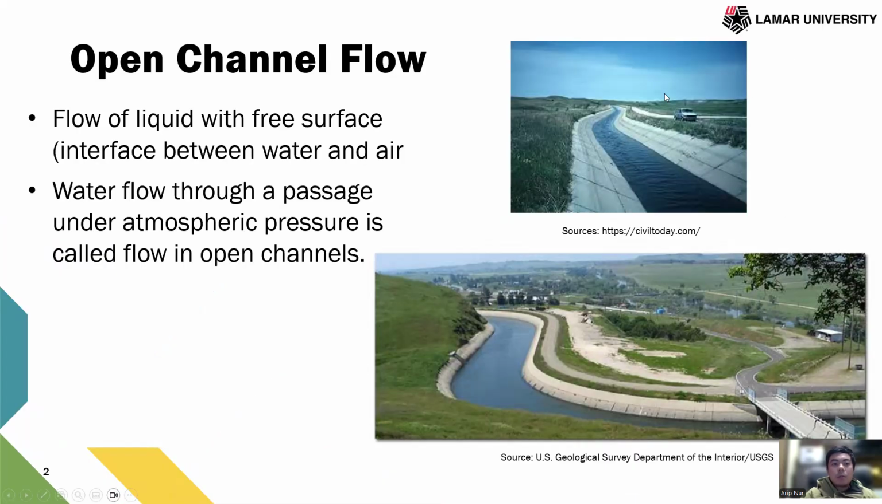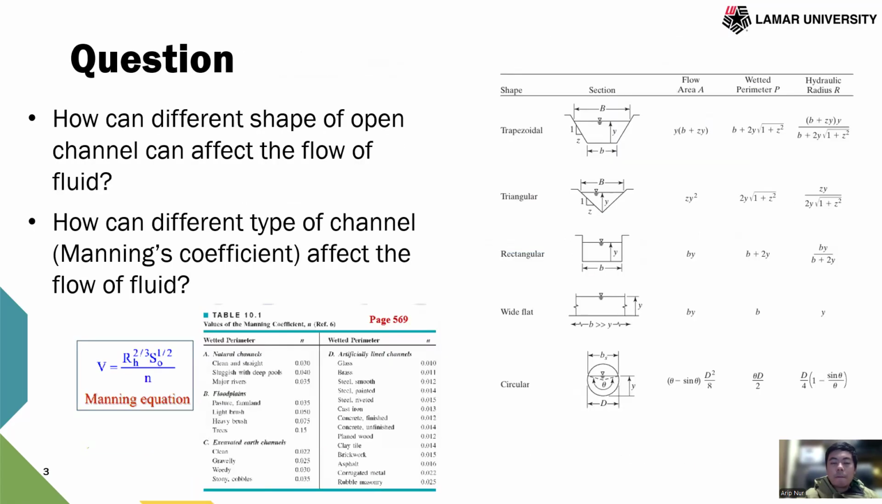So what is an open channel? Open channel is the flow of liquid with a free surface, therefore the interface between water and air. In other words, water flowing through a passage under atmospheric pressure is called flow in open channels. Here are two example pictures from Civil Today and USGS.